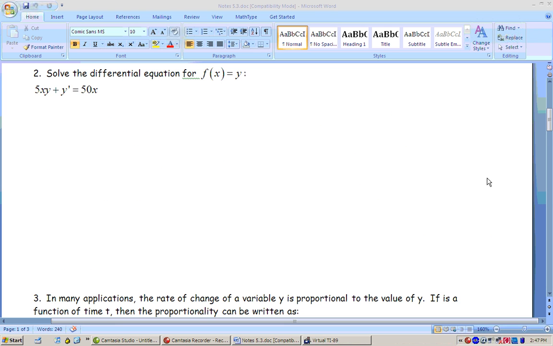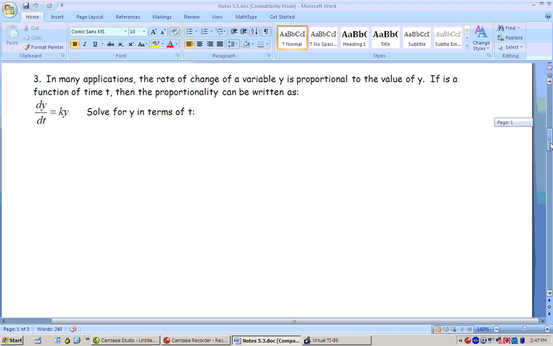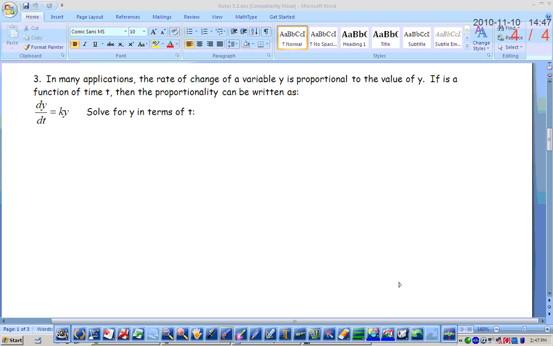Okay, number 3. In many applications, the rate of change of a variable y is proportional to the value of y. So what we're saying here is the rate of change of y is proportional to y. Rate of change is the same thing as the derivative. It's saying that the derivative of y is proportional to y. And if y is a function of time, sorry, there's a typo there. If y is a function of time, then the proportionality can be written as dy/dt equals k times y.